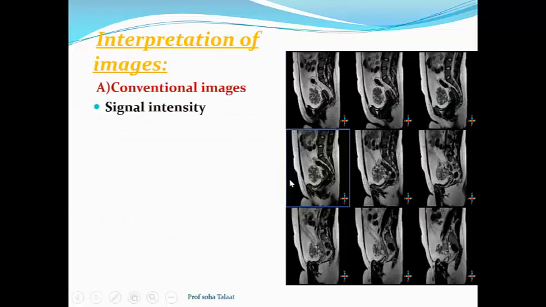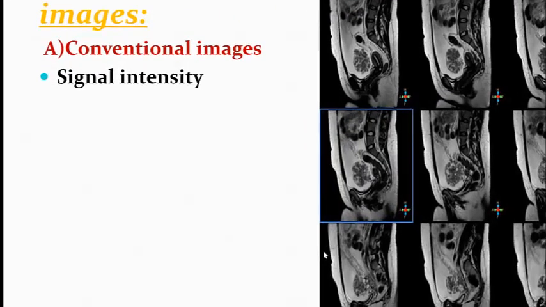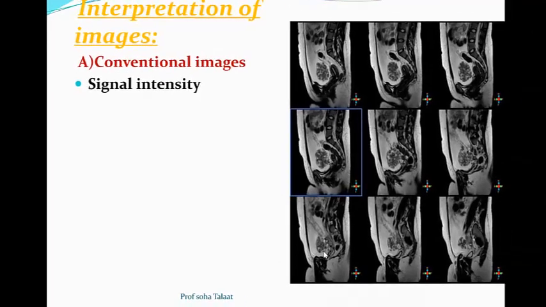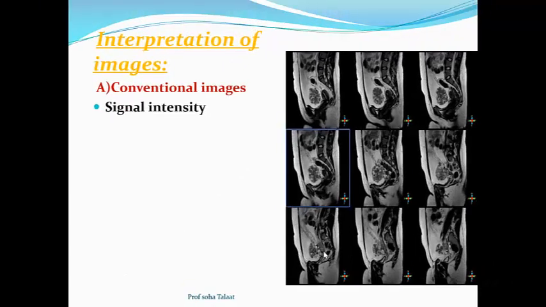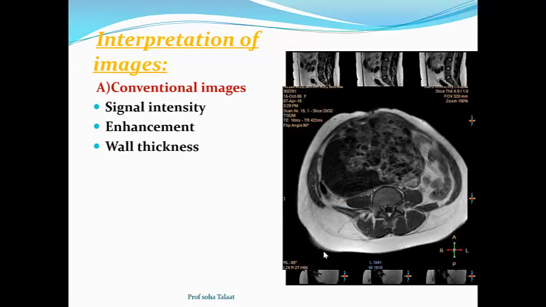The signal intensity of the lesion, again in this case, is hypointense or isointense in T2 and hypointense in T1. Enhancement, the enhancement and wall thickness. Here there is a thickened wall and there are enhancing septi with solid parts.